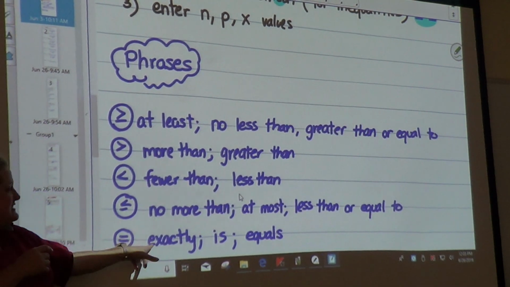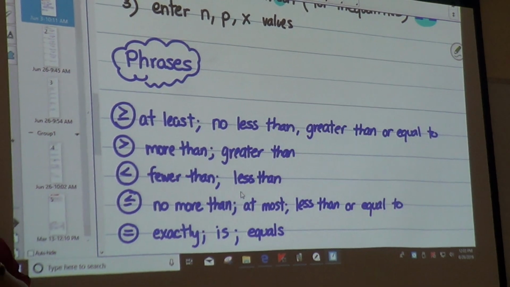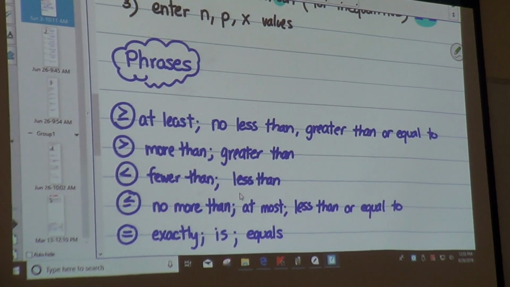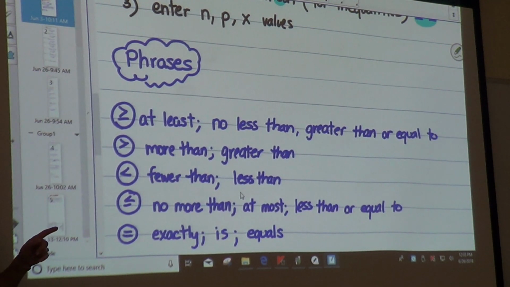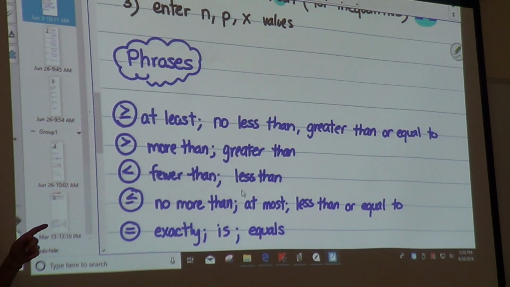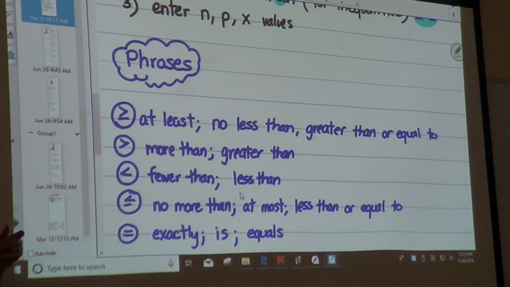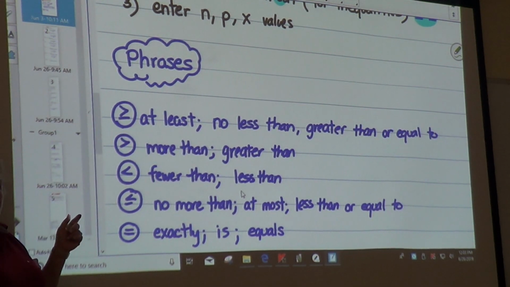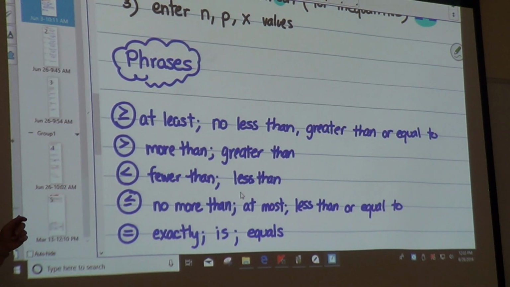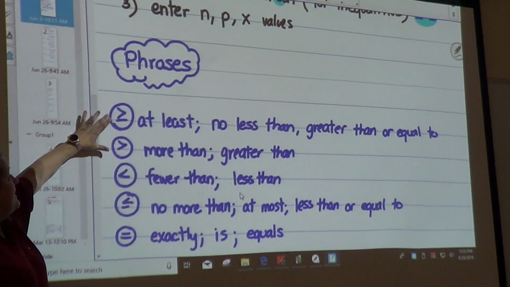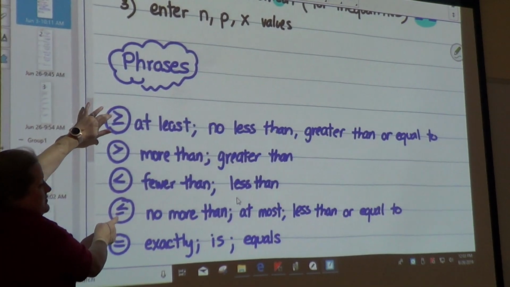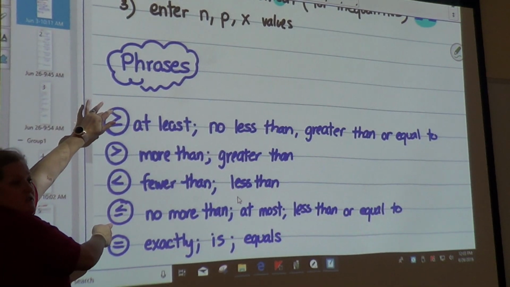And then this exactly is equals. And this is one of those sections that when you get there on the test, I would write out whatever you need to write out before you open the test. Just dump your brain onto the scratch paper. Like this one is greater than, more than, that one's not that bad. These two, you may need to write those down.